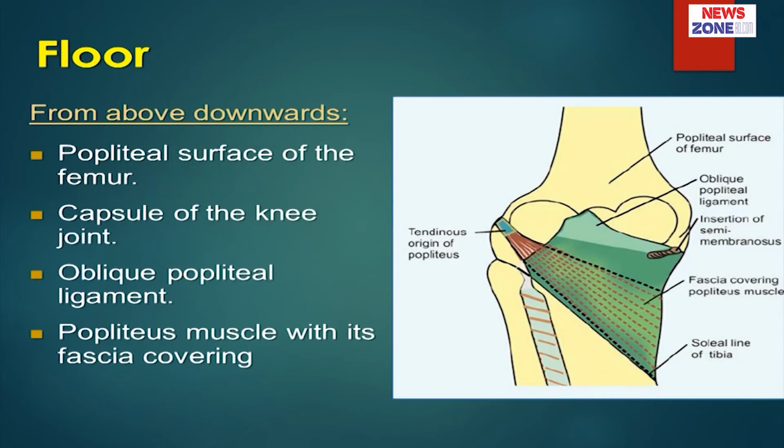Now the floor is formed from above downwards by the popliteal surface of the femur. We can see over here the capsule of the knee joint, which is the joint capsule, and the oblique popliteal ligament, and then the popliteus muscle. We can see this is the oblique popliteal ligament and this is the popliteus muscle, which is present obliquely in the popliteal region. Remember, the popliteus muscle has a tendinous origin and muscular insertion.